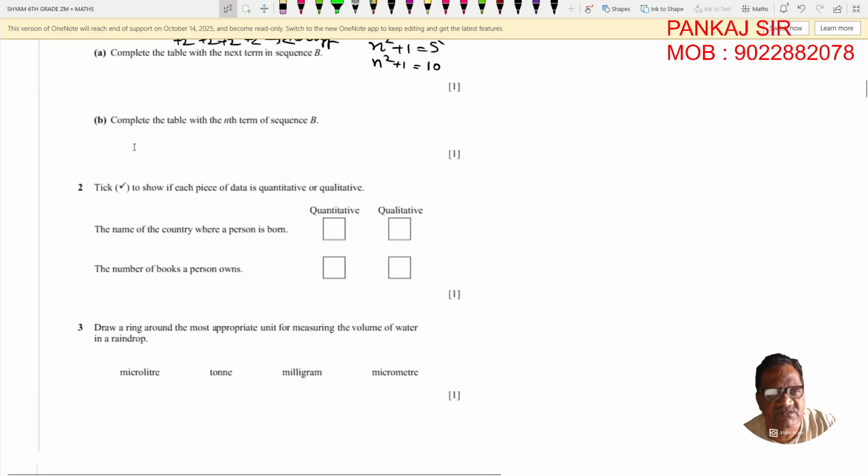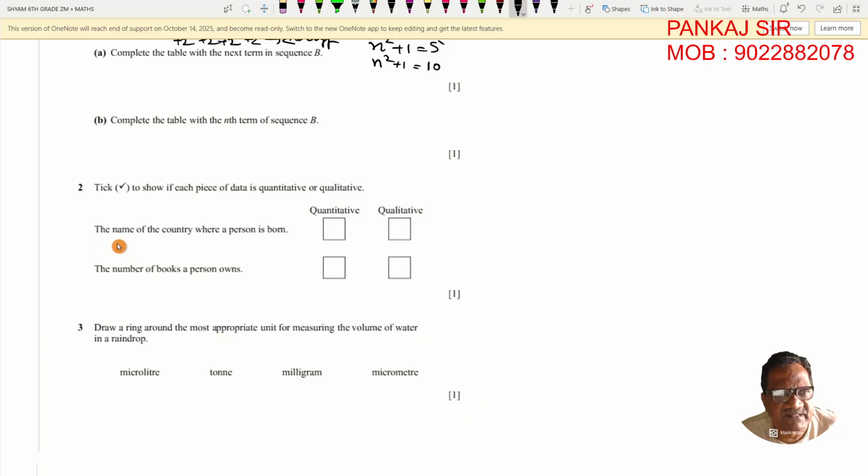So that was question number 1, and let us go to question number 2. It says to put a tick mark to show if each piece of data is quantitative or qualitative. Quantitative is something which can be expressed in numbers. Qualitative is something which cannot be expressed in numbers, but it can be expressed in words.